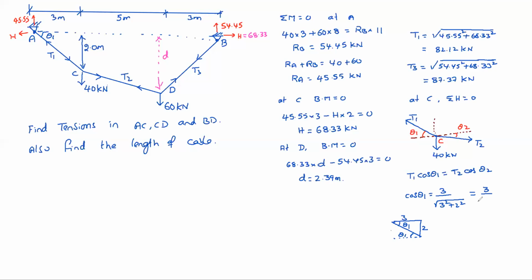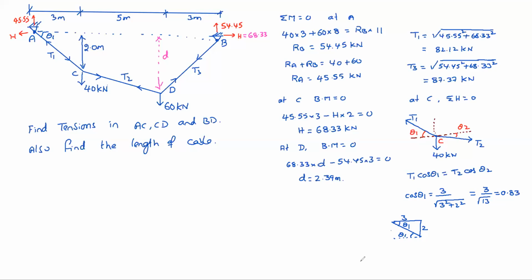3 by root 33.69 degrees. How much? Cos theta 1? 3 by root 33.69. What is that? Cos theta 1 is always in between 0 and 1, right? 0.83, sir. 0.83 is the cos theta 1.